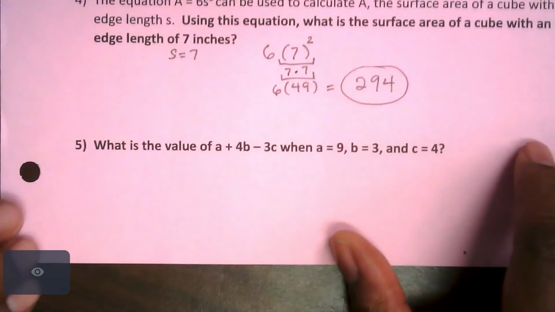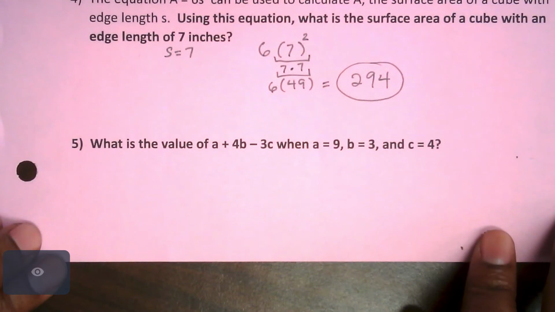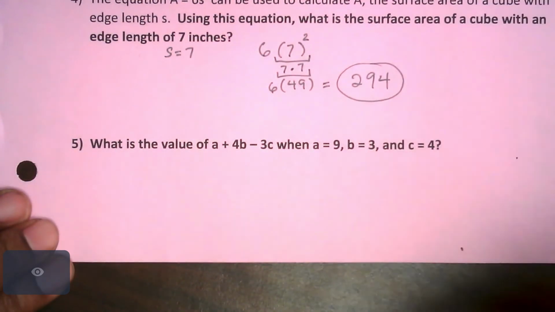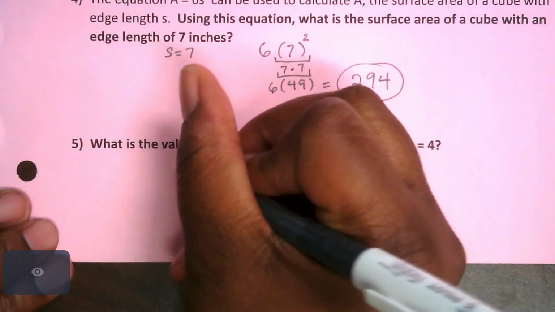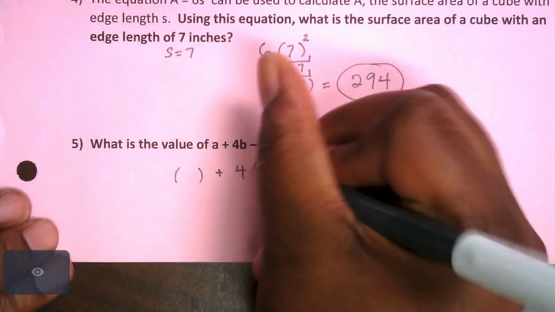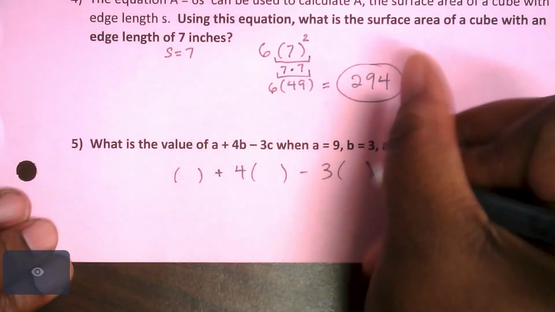All right. Let's look at number 5. What is the value of A plus 4B minus 3C when A equals 9, B equals 3, and C equals 4? All right, so I got quite a few parking spaces to go ahead and get here. So I'm going to rewrite this, put in a parking space: parking space for the A plus 4 times a parking space minus 3 times a parking space.